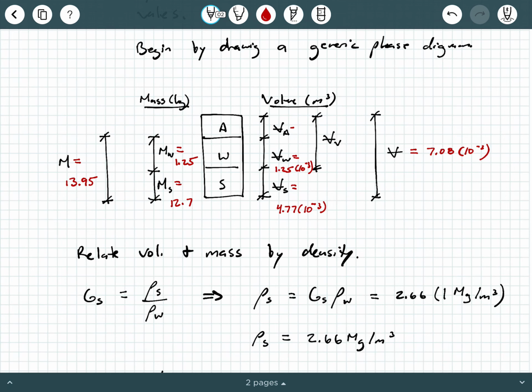So I get a volume of air equals 1.06 times 10 to the minus 3. And then my volume of voids would be the sum of my volume of air and volume of water. So let's add that to the volume of water, plus 1.25 times 10 raised to the minus 3. So my volume of voids comes out to be 2.31 times 10 to the minus 3. So that's it. Our phase diagram is finished.